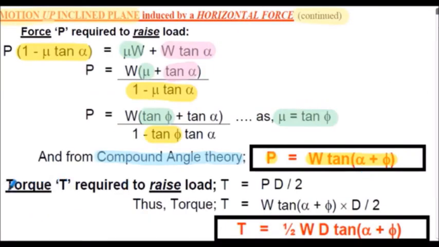And if we want to calculate the torque T required to raise the load, we know that T is equal to force P multiplied by the radius, or d upon 2. So we can write torque T is equal to W tan alpha plus phi multiplied by d upon 2. The only change in the final bolded box here is that the torque is shown to equal a half of W d tan alpha plus phi, just a slight rearrangement of the previous line. So now we have a formula to calculate the force required to raise a load using a screw thread, and also the torque required to raise the load using a screw thread.